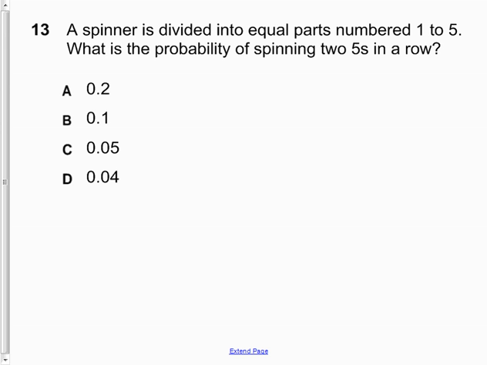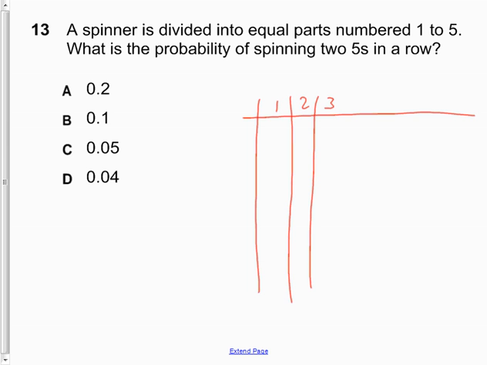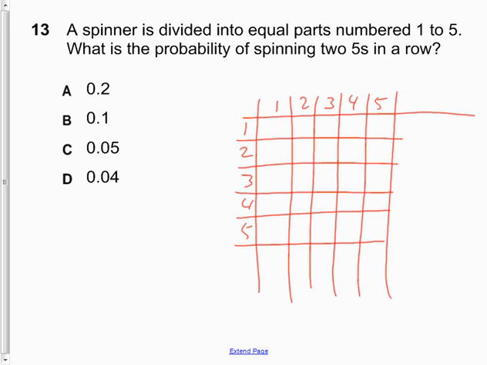Question 13, a spinner is divided into equal parts numbered 1 to 5. What is the probability of spinning 2 5s in a row? So in order to solve this, we need to make a table, or you could do a tree diagram too. Some people still like doing that. But for me, I'm going to make this particular table. And when I do that, I can clearly see there are 25 possible combinations, right?